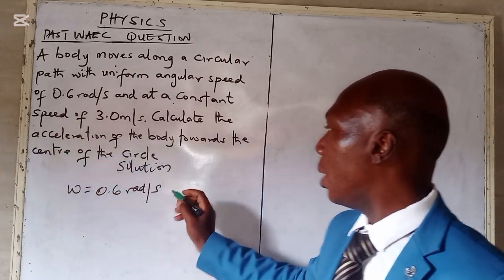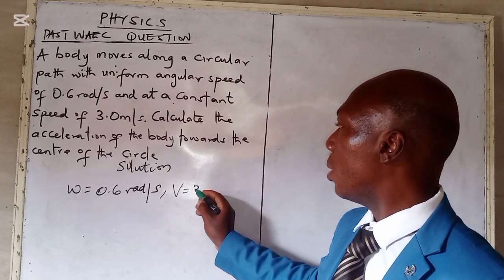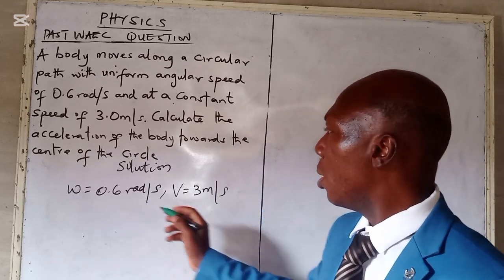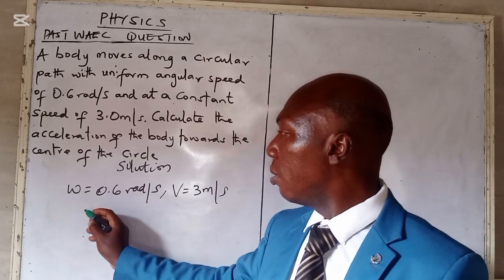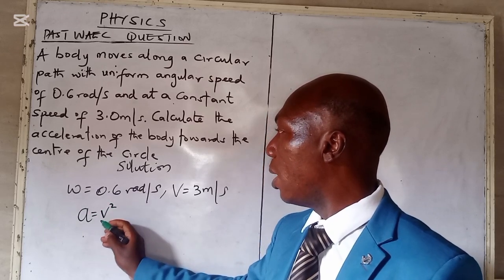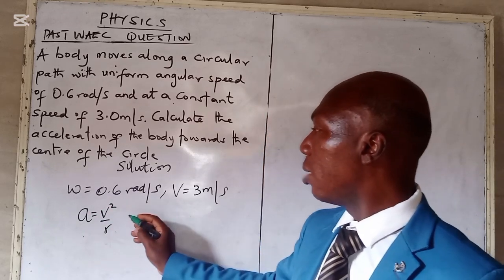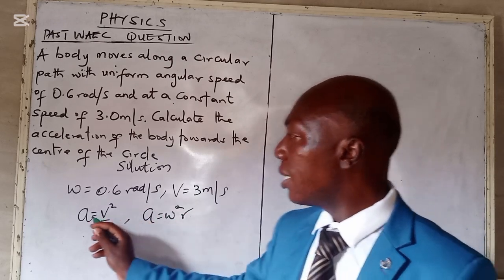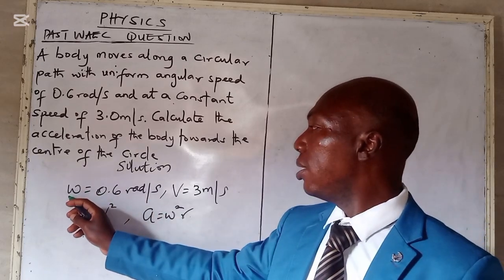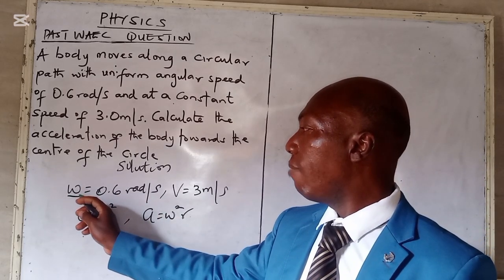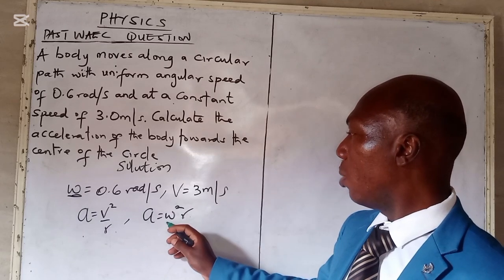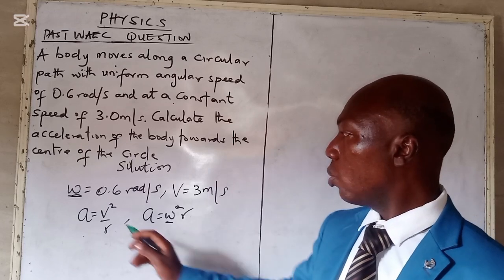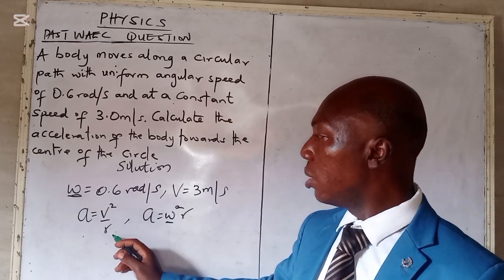At a constant speed, that's our linear velocity. That's 3 meters per second. We have to calculate the acceleration. So acceleration has two formulas. The first one is acceleration equals v squared over r. And acceleration is also omega squared r. But you notice that in these two formulas, we are given the angular velocity, but no radius in the question. We are given the linear velocity, but no radius in the question.